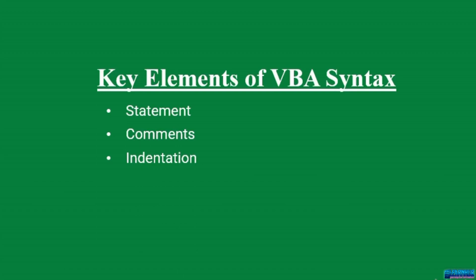While for comments, comments are essential for documenting your code and making it more readable. In VBA, comments start with an apostrophe, and anything after the apostrophe is ignored by the interpreter. While lastly, we have indentation. Although not mandatory, indenting your code improves readability and makes it easier to understand the structure of your program. Top programmers usually use consistent indentation to enhance code clarity. You will get to know all these key elements when we begin to write our code, so just stay with me.